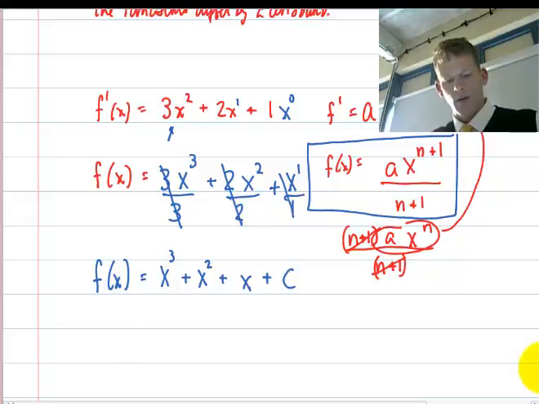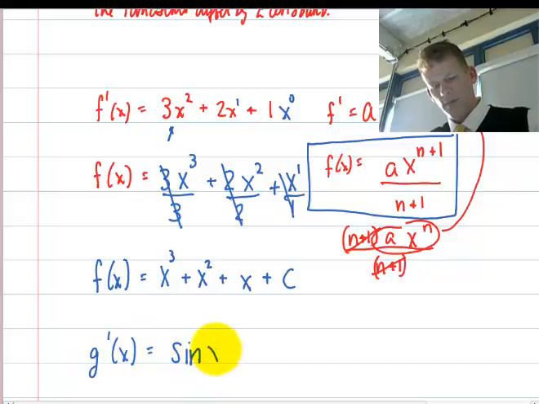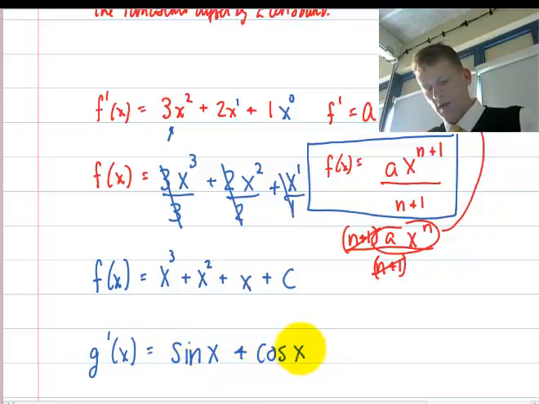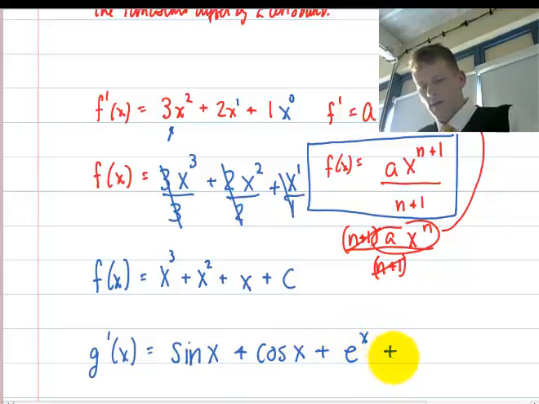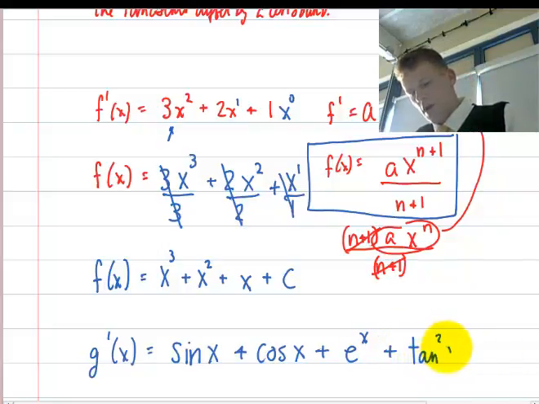Now, let's say they asked you to do a function that is not polynomial. Let me call that g of x. Let's say, for example, this is the sine of x, maybe plus the cosine of x, maybe plus e to the x, maybe plus, all right, let's say tangent squared of x.